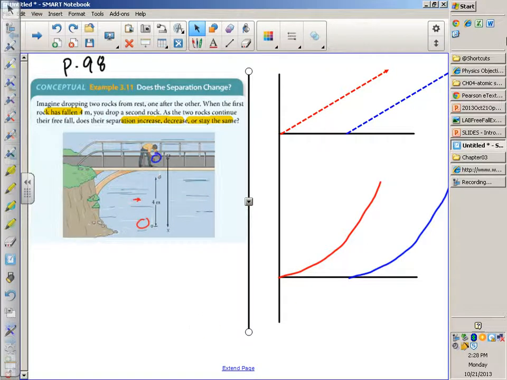Okay. So let's talk. All right. So, I have drawn two pictures that illustrate different properties of the motion of these two objects. Graph up at the top. What is the graph up at the top representing? Those are velocity graphs up at the top, okay?